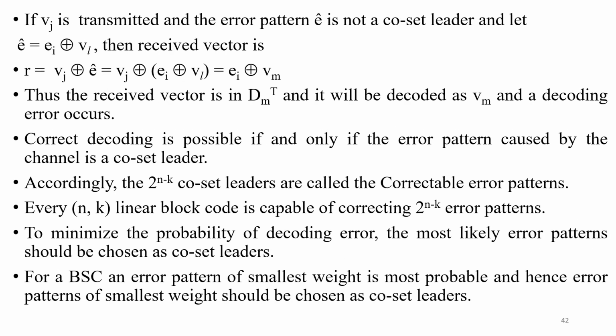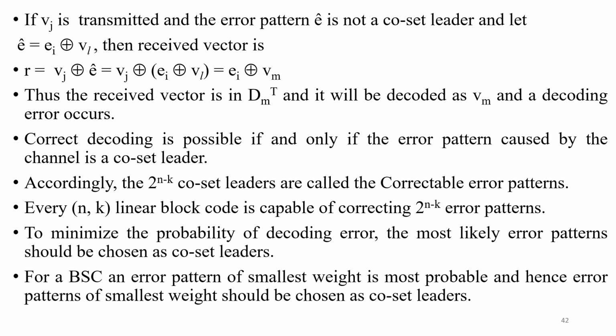If Vj is transmitted and the error pattern E cap is not a coset leader, let E cap equal Ei plus Vl. Then the received vector is R equal to Vj plus E cap, which is equal to Vj plus Ei plus Vl, and this is equal to Ei plus Vm. Thus the received vector is in Dm transpose, and it will be decoded as Vm, and a decoding error occurs. Correct decoding is possible if and only if the error pattern caused by the channel is a coset leader. Accordingly, the 2^(n-k) coset leaders are called correctable error patterns.